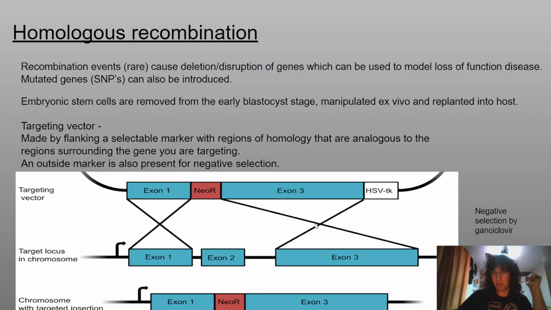If that doesn't happen, let's say this targeting vector recombines with a totally different part of the chromosome, it will have this HSV-TK gene on it. And if that's combined with ganciclovir, it causes cell death. And then if you want to introduce a mutated gene, just create another targeting vector with a mutated gene, and replace NEO-R with this targeting gene.